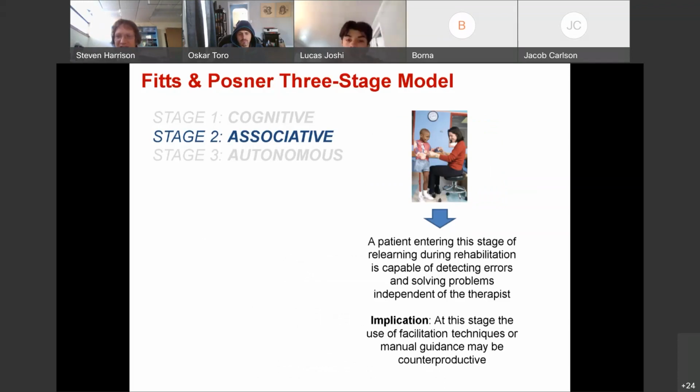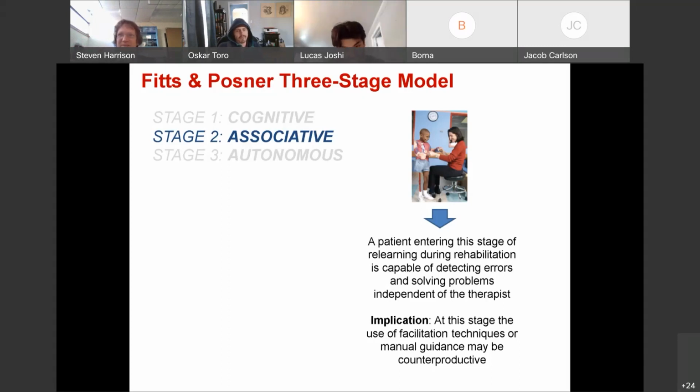So in the cognitive stage, the function of the therapist is going to be much more explicit. Being able to provide clear instructions in the cognitive stage is going to be super important. As you move further and further through the skill learning process, the role played by the rehab professional is going to want to change based upon what we understand from the stages of motor learning.